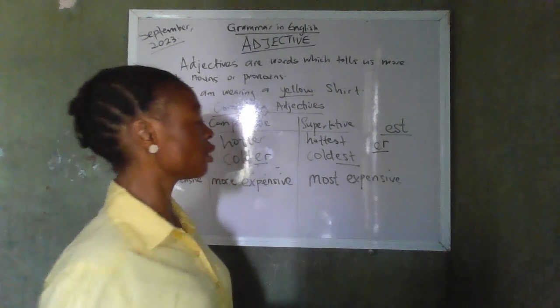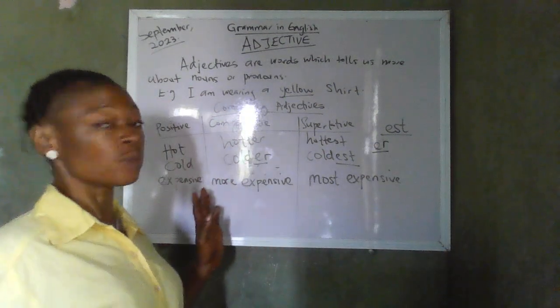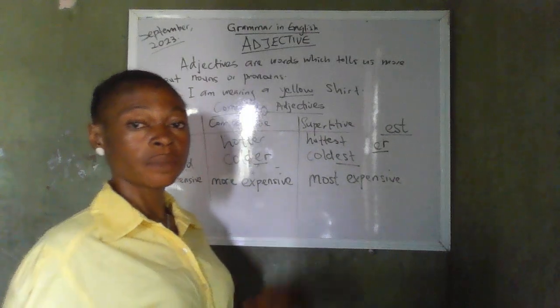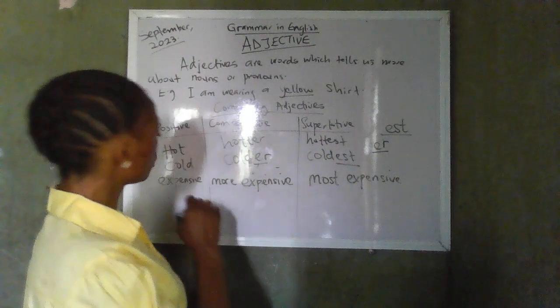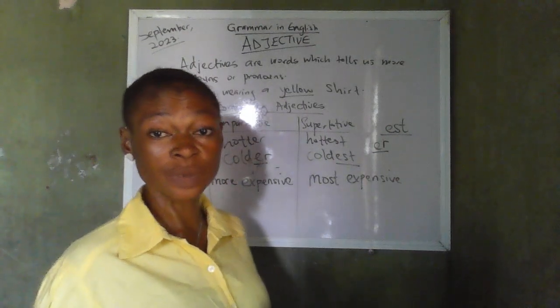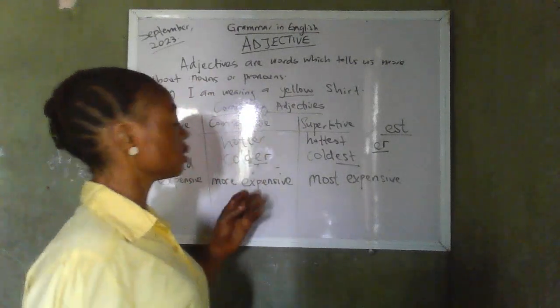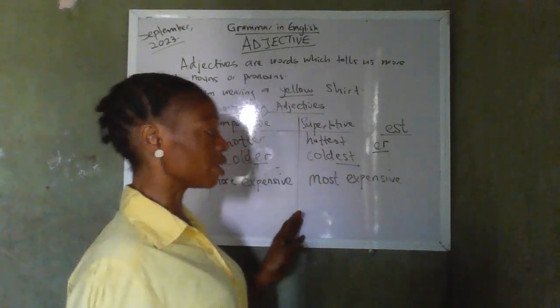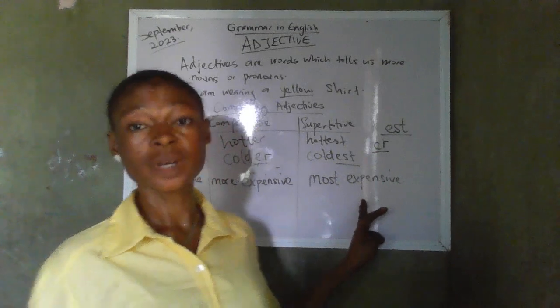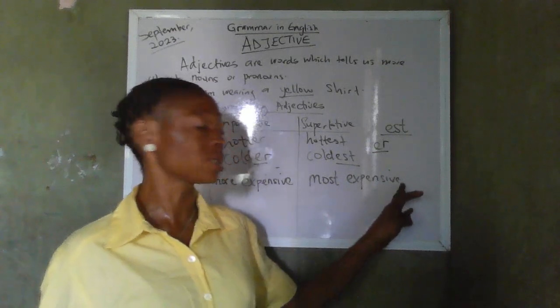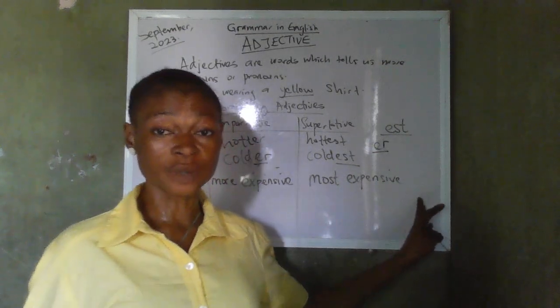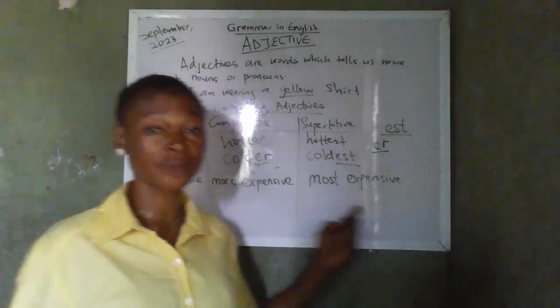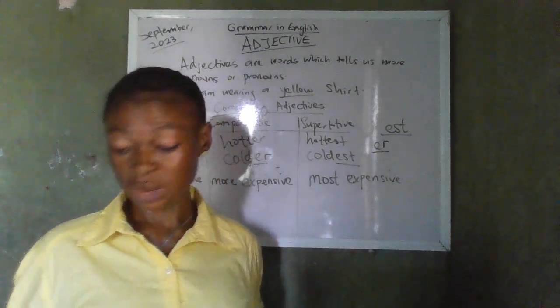For example, if you have to buy a wristwatch for 1,000 in whatever currency you use wherever you are, then another wristwatch for 1,500 and another one for 2,500. Definitely the one which costs 2,500 is the most expensive of the three wristwatches.